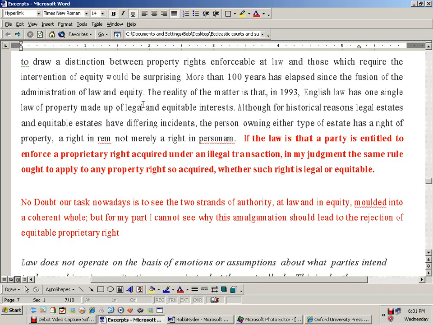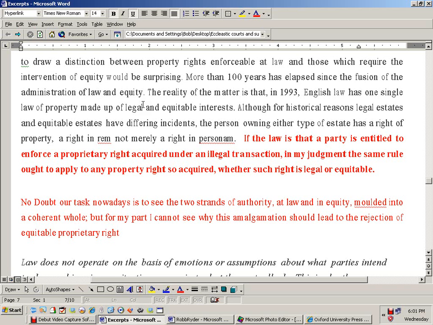More than 100 years has elapsed since the fusion of administration law and equity. The reality of the matter is that 1993 English law has one single law of property made up of legal and equitable interest, although for historical reasons legal estates and equitable estates have differing incidents. The person owning either type of estate has a right of property, a right in rem, not merely a right in personam. So they have a right for the thing and a right by the person.